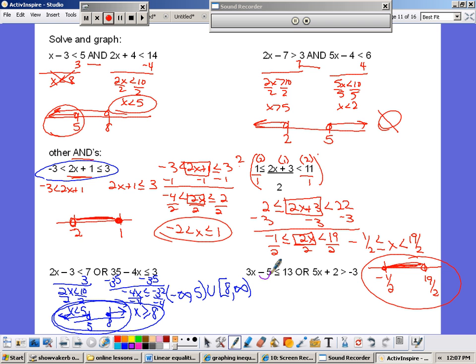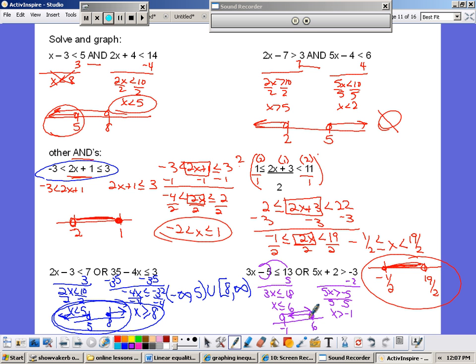Move my 5. 3x is less than or equal to 18. X is less than or equal to 6. Move my 2. 5x is greater than negative 5. Divide by 5. X is greater than negative 1. 6, solid dot this way. Negative 1, open dot this way.